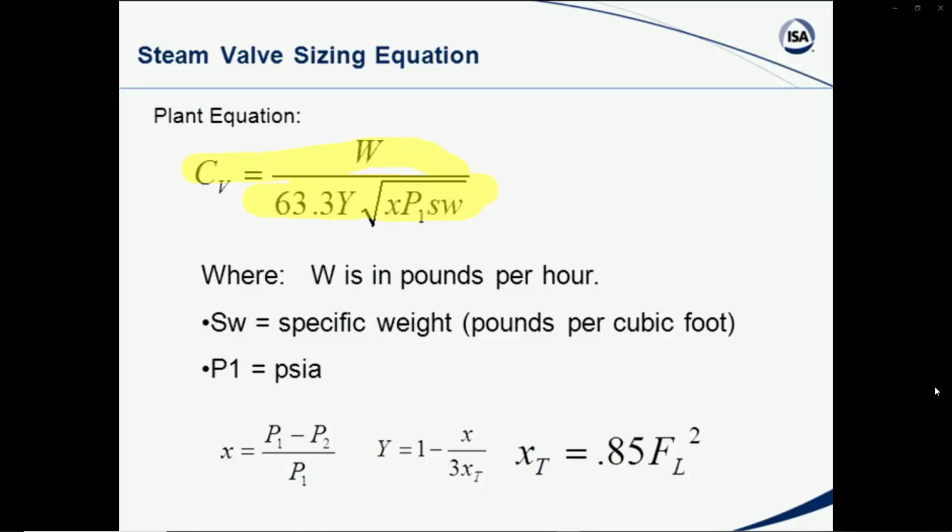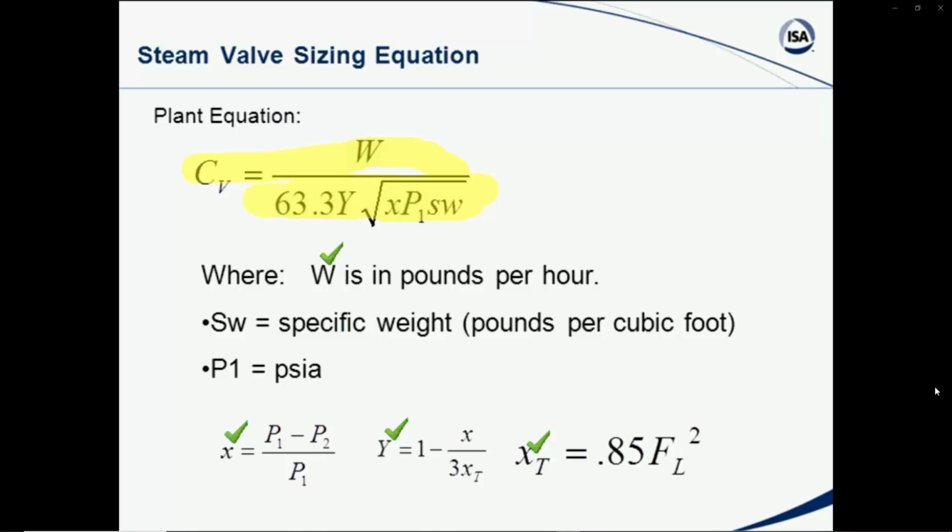Again, this one is pretty straightforward and derived from the gas equation, except our W in this case is in pounds per hour. I think we've already talked about the definition of X, but X is our pressure drop ratio. Then we have another calculation. We talked about our X sub T, which is 0.85 times F sub L squared. Then we introduce a factor here of Y, which is 1 minus X over 3 X sub T, and that's an expansion characteristic that we calculate based on the differential and the inlet pressure.